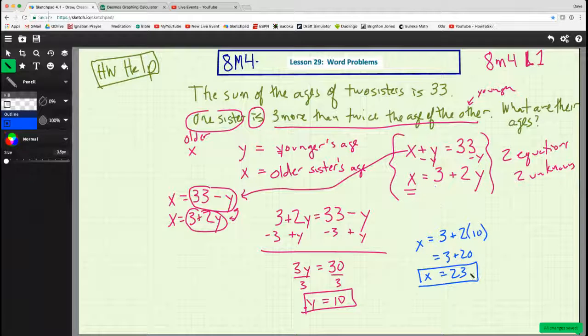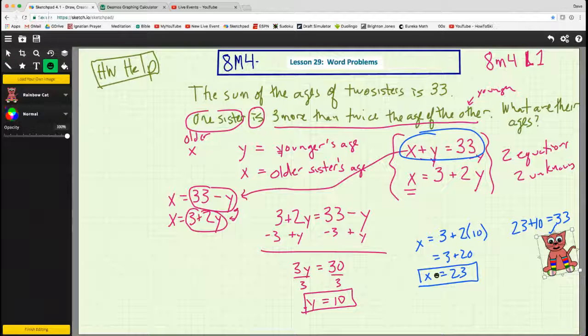So now we're going to check and make sure that we got it right. So let's check with the first equation and say, does 23 plus 10 equal 33? And the answer is yes, and we'll give ourselves a happy cat, and we are done with this problem.